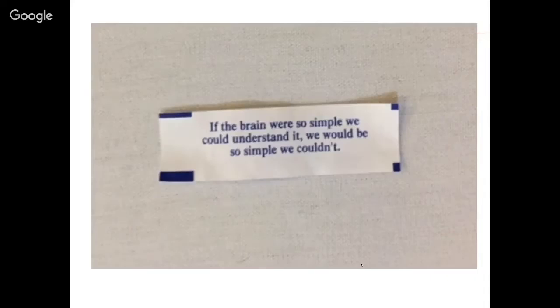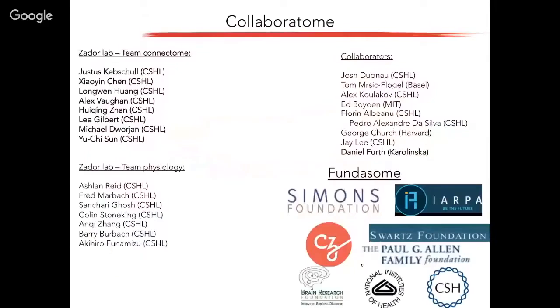And I'll just summarize by saying that if the brain were so simple we could understand it, we would be so simple we couldn't. And I can't end without first thanking my collaboratome, especially Eustace, Xiaoyan, Lee, and former lab members, including Ian Peikon, and also my fundosome, especially IARPA, NIH, and the Paul Allen Family Foundation for some very early funding for this. And with that, I will close.